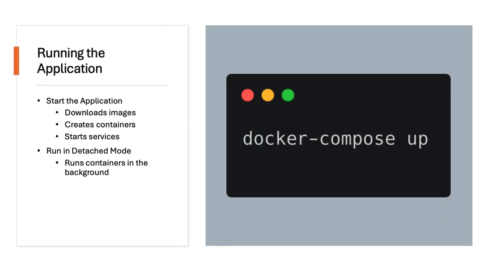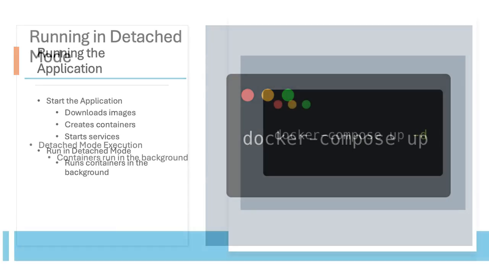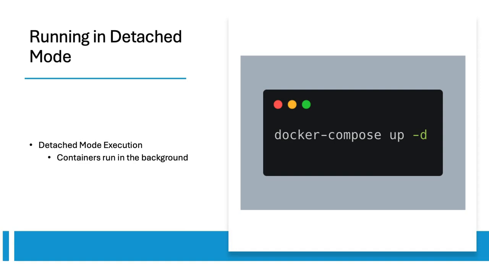To start the application, navigate to the directory with the Docker-compose YAML file. This will download images, create containers, and start services. To run in detached mode, the containers will run in the background. Running containers in detached mode allows them to operate separately in the background with minimal interaction.